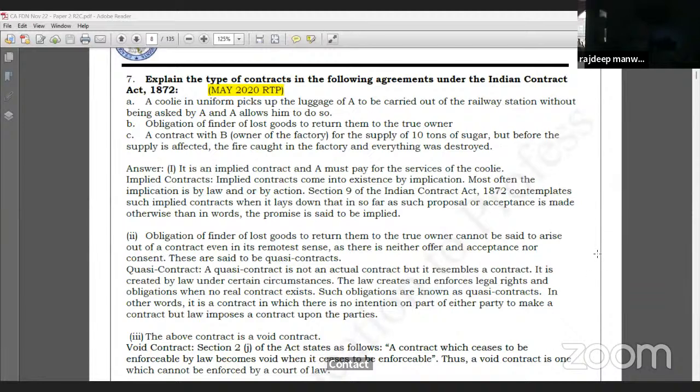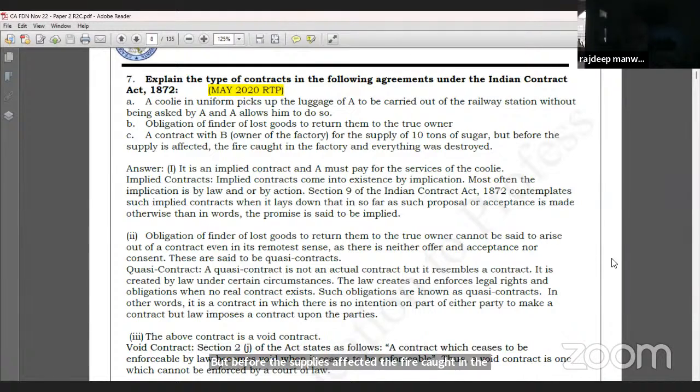Yes, sir. A contracts with B, owner of the factory, for the supply of 10 tons of sugar, but before the supply is effected, the fire caught in the factory and everything was destroyed. Just read this again. A contracts with B, owner of the factory, for the supply of 10 tons of sugar, but before the supply is effected, the fire caught in the factory and everything was destroyed. This is a void contract.